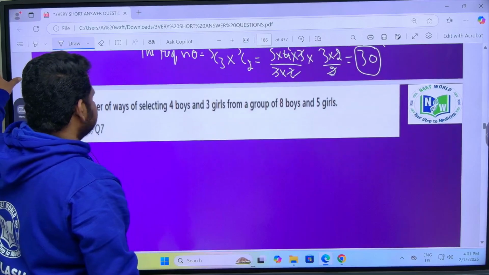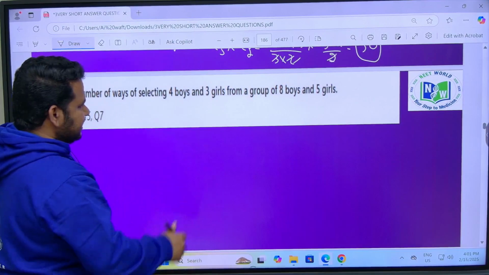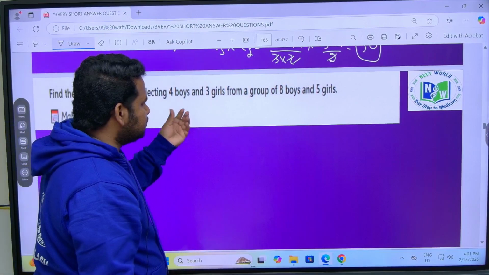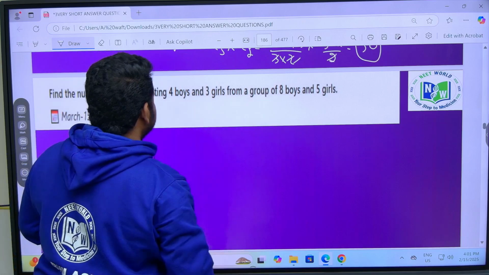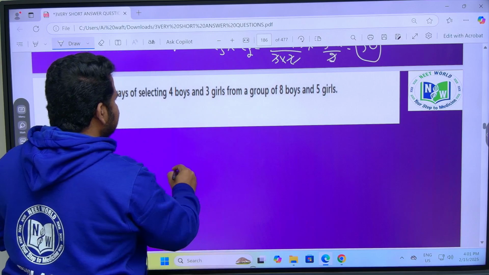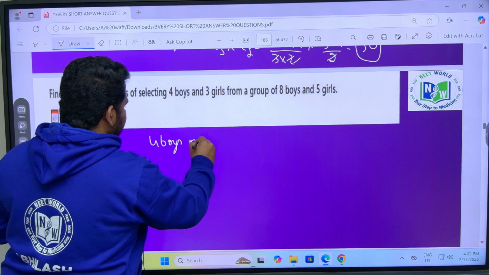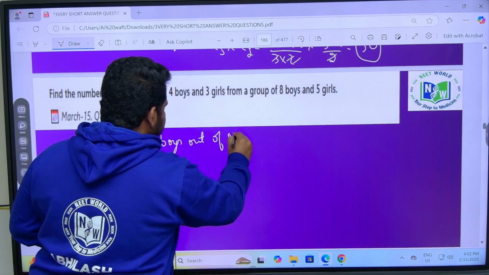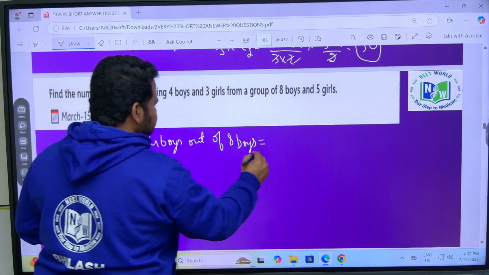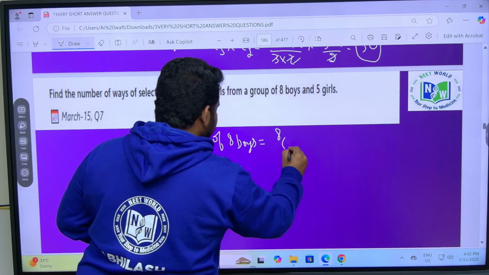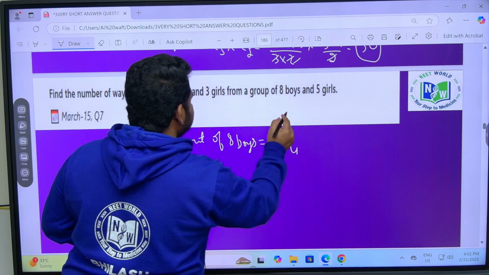Find the number of ways of selecting 4 boys and 3 girls from a group of 8 boys and 5 girls. I will solve this directly. I hope you understood the steps. Selecting 4 boys out of 8 boys means 8C4.